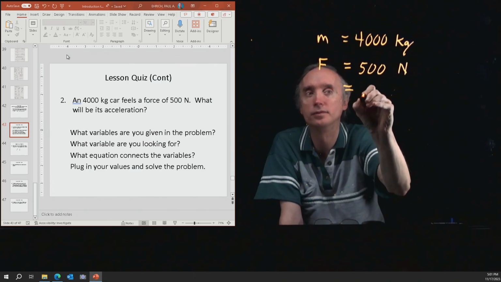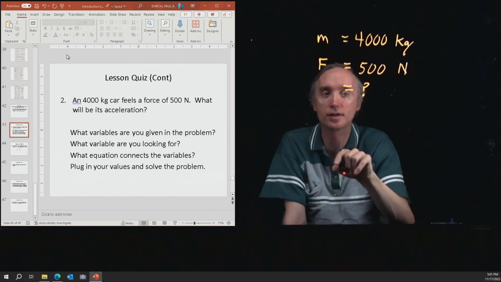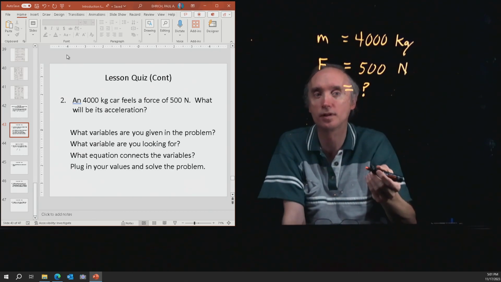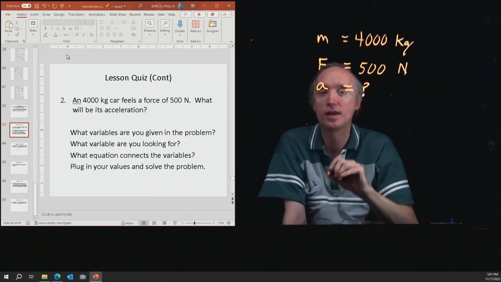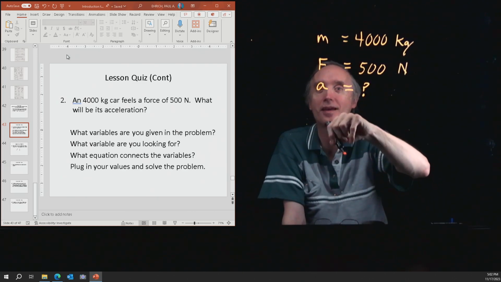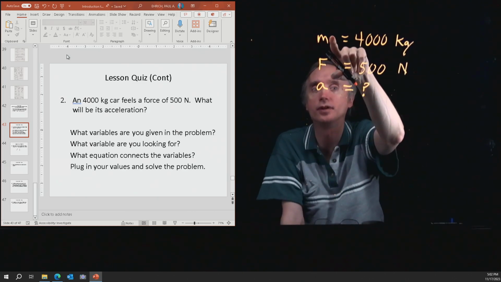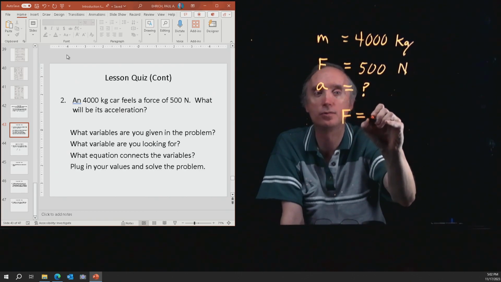Then it says we're looking for something. It says what will be its acceleration. So what's its letter? The letter A. Now, what equation has an A, an F, and an M in it? That's going to be force equals ma.